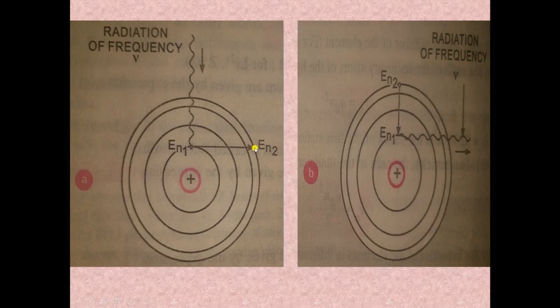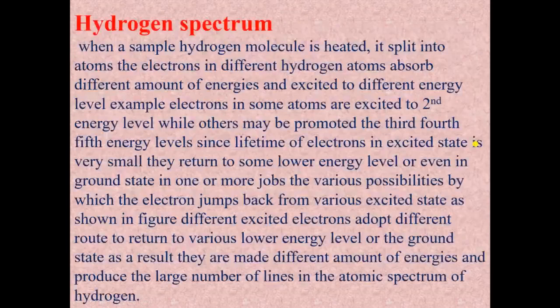Now, as I have already told you, the higher energy level or excited state is very unstable. So the electron will come back to the lower energy level or ground state. So it will release energy. Now, when it releases energy, it will produce a large number of lines in the atomic spectrum of hydrogen.